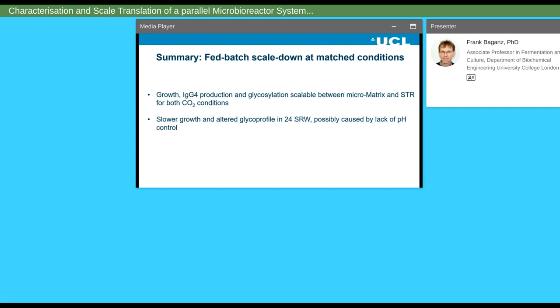In summary, the results show that a matched mixing time in conjunction with a similar CO2 addition profile proved to be a suitable scaling criterion to translate a fed batch process from a conventional stir tank bioreactor to the micromatrix system.